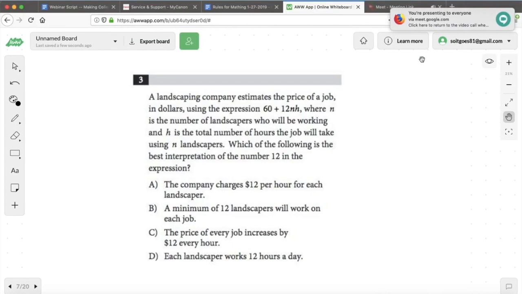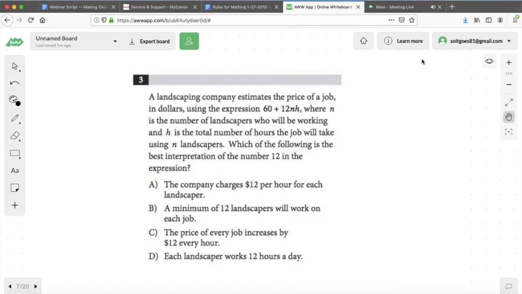Question number 3, Sarah. A landscaping company estimates the price of a job in dollars using the expression 60 plus 12NH, where N is the number of landscapers who will be working and H is the total number of hours the job will take, using N landscapers. Which of the following is the best interpretation of the number 12 in the expression? All right. Thank you, Sarah.